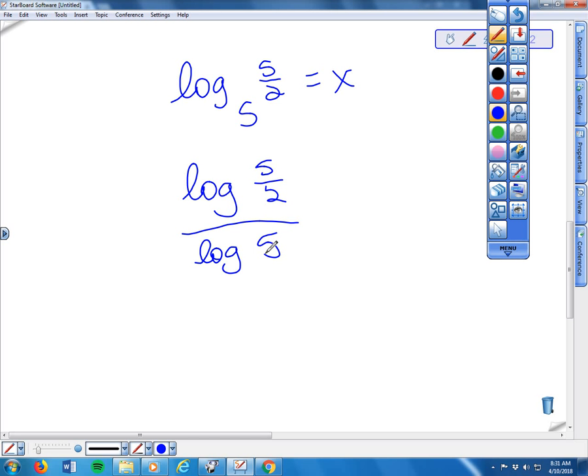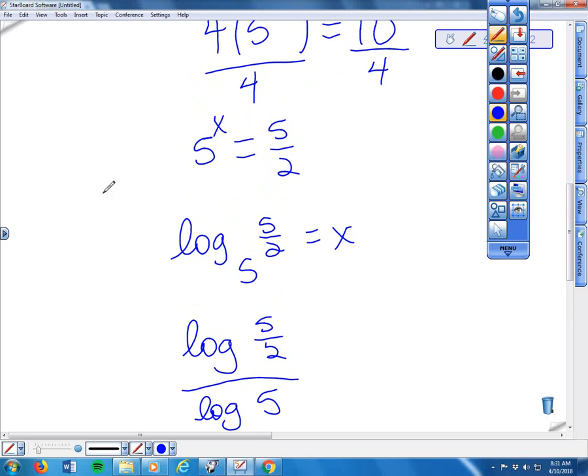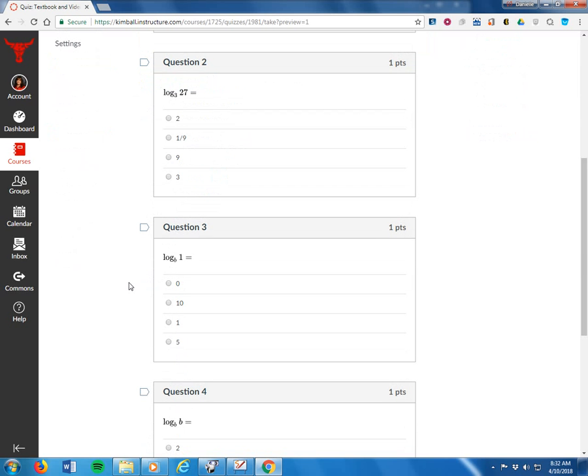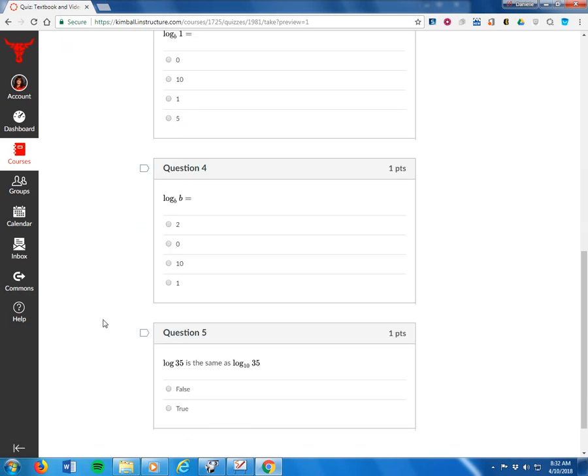Okay, so logarithms are a way of undoing the exponent. Okay, so let's look at our textbook check. A logarithm is the inverse of an exponential function. Log base 3 of 27. 3 to what power is 27? 3. Log base b of 1. 0. Always, because b to the 0 power is 1. Log base b of b, 1, because b to the first power is b.